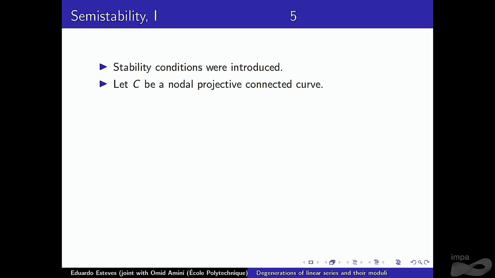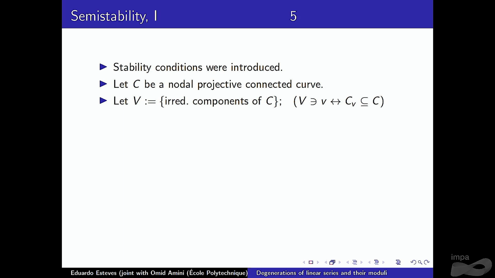So I'm going to talk about these stability notions that people use. Let's start with this nodal projective connected curve. I'll introduce some notation now. We have the set of irreducible components, which we call V.